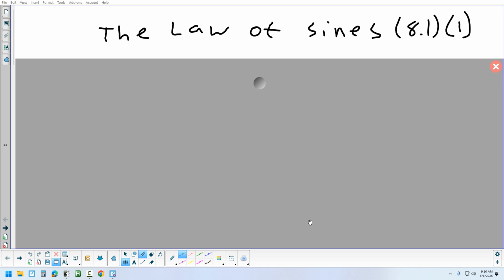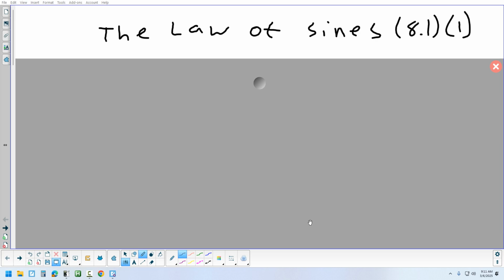All right, so we're going to start looking at Chapter 8, which begins with what we call the law of sines. The next two sections, which we'll spend 3 days on, we'll learn about law of sines and law of cosines. And those two laws are basically used to find out how big the sides are in a triangle and how big the angles are.